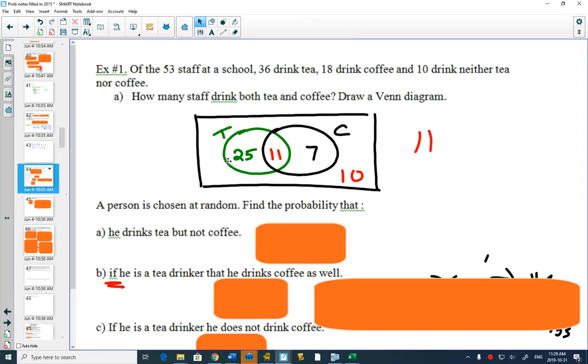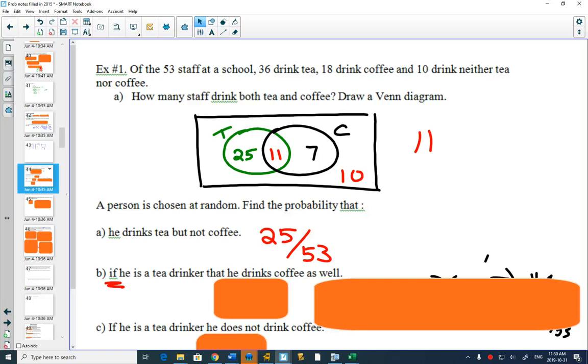That's the 11. Okay? A person is chosen at random. Find the probability they drink tea but not coffee. Well, that's our 25 people here out of 53. Part B is a conditional probability question. They tell you that they're a tea drinker. What's the probability they drink coffee as well?